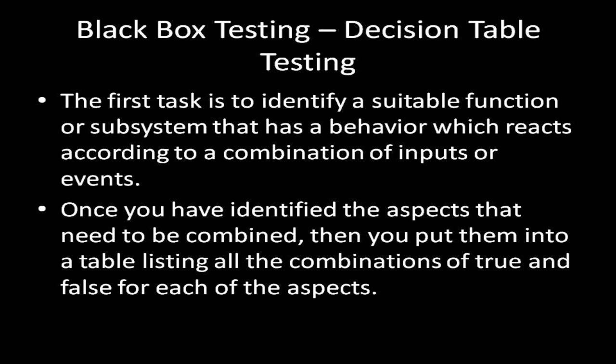The first task is to identify a suitable function or subsystem that has a behavior which reacts according to a combination of inputs or events. The behavior of interest must not be too extensive, i.e. should not contain too many inputs, otherwise the number of combinations will become cumbersome and difficult to manage. It is better to deal with large numbers of conditions by dividing them into subsets, and dealing with the subsets one at a time. Once you have identified the aspects that need to be combined, then you put them into a table listing all the combinations of true and false for each of the aspects.